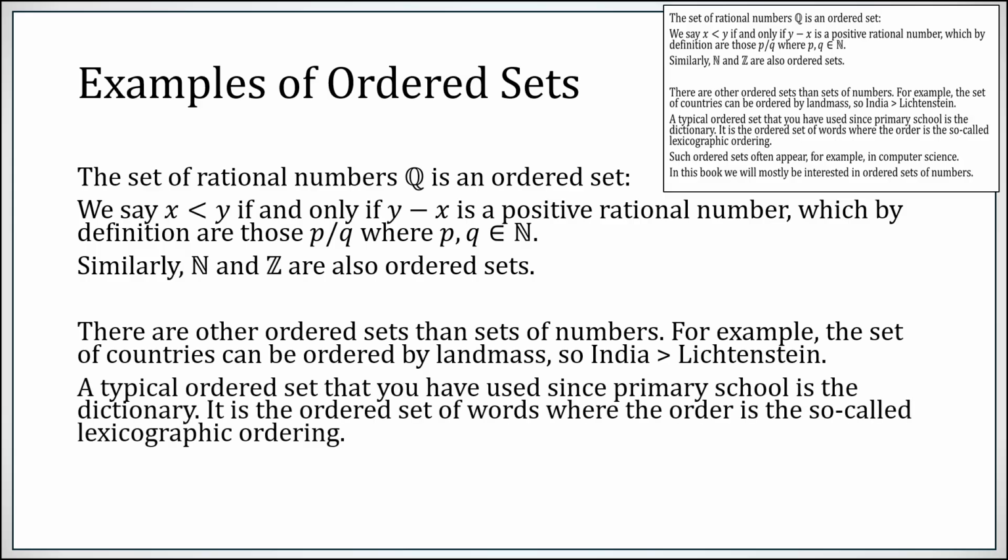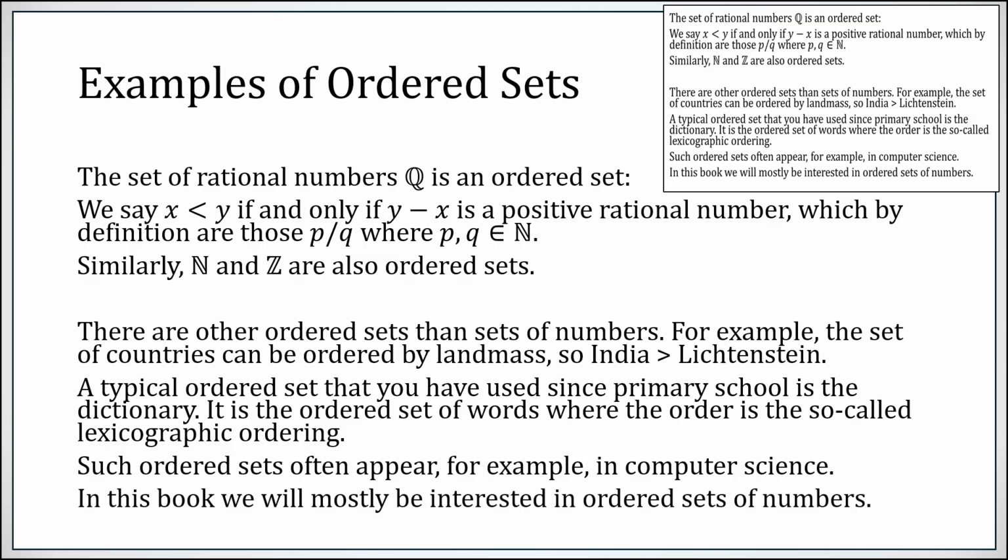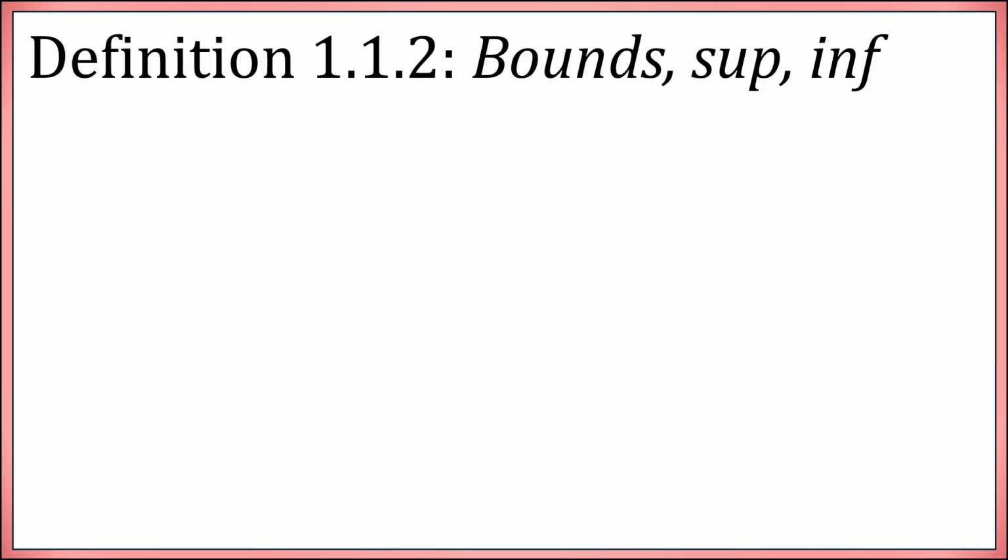Another typical ordering that many people have experience with is the dictionary. It uses what's called the lexicographic ordering. In other words, A comes before B and B comes before C and so forth. And if two words share the same first letter, you can assign an ordering based on the second letter. And if they share the first two letters, they can be assigned an ordering based on the third letter and so forth. Ordered sets appear often in computer science, for example. Now, in this text, and in this series of lectures, we're really just going to be concerned about ordered sets of numbers.